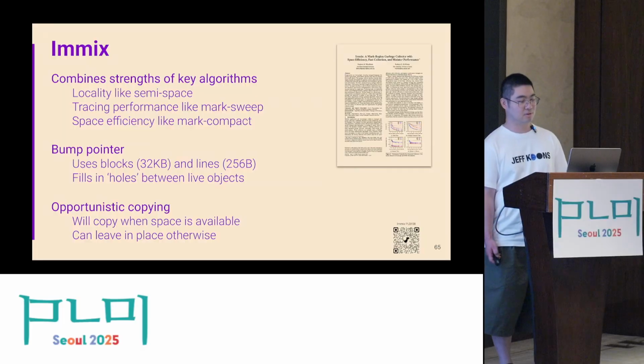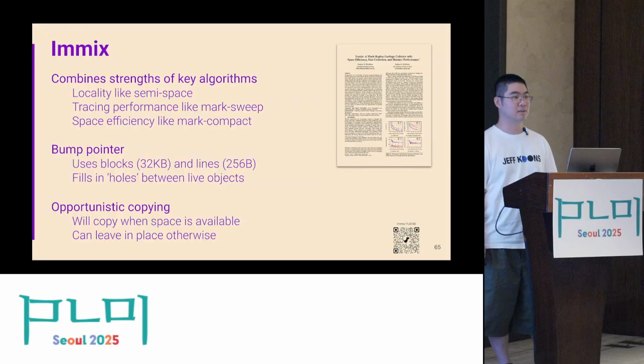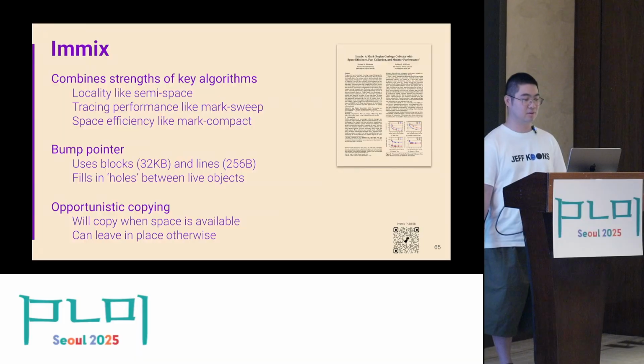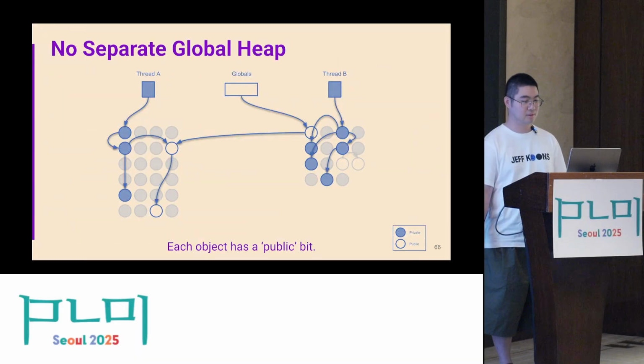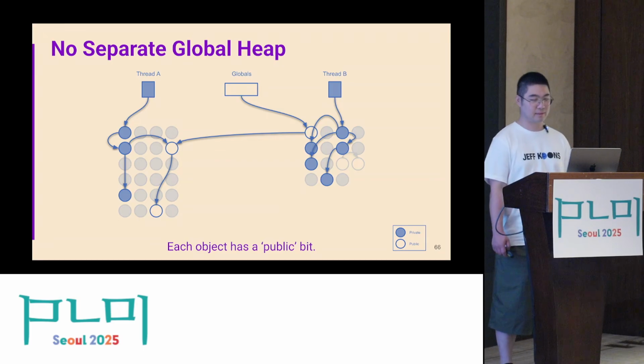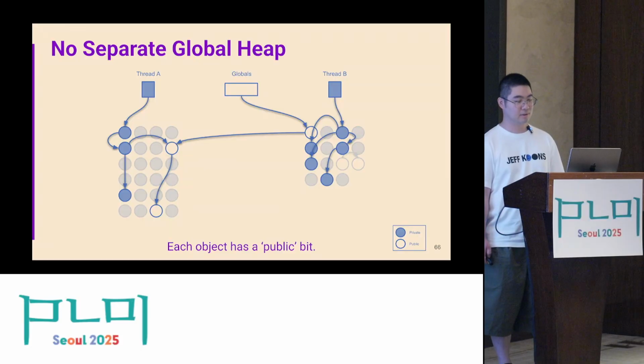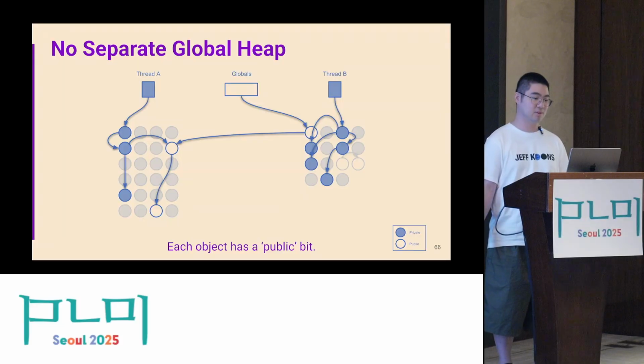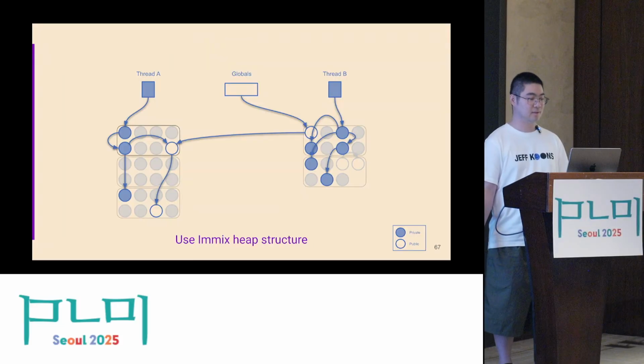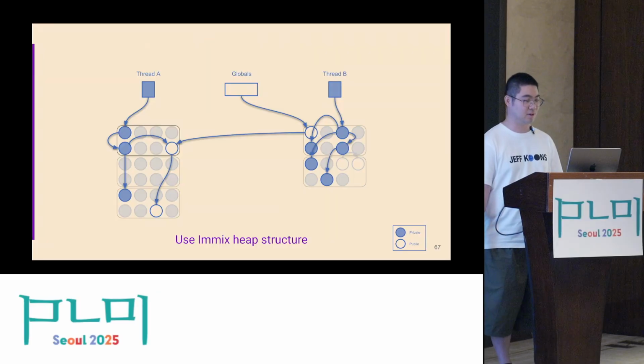And the bump pointer uses 32 kilobyte blocks and 256 lines. The minimum allocation unit is a single line, so it can fill in holes between live objects. And this is the high level of the heap layout. So there's no separate global heap. Every object has a public bit to indicate whether it has been published or not. And objects live in Immix blocks, and public objects and private objects can share the same block.